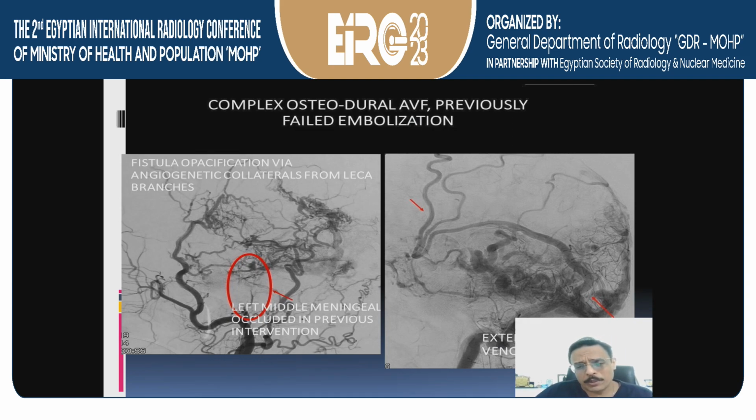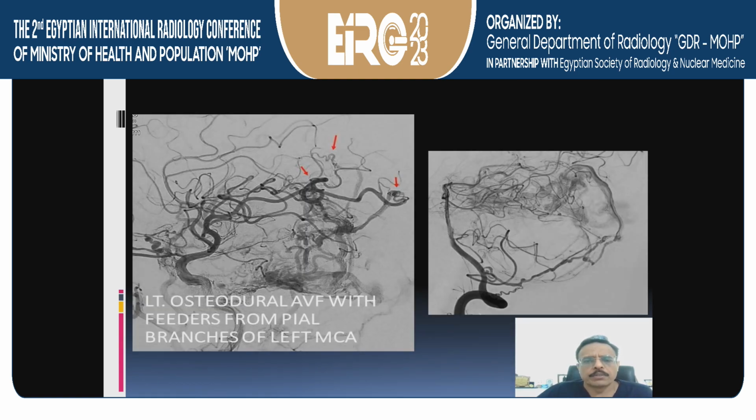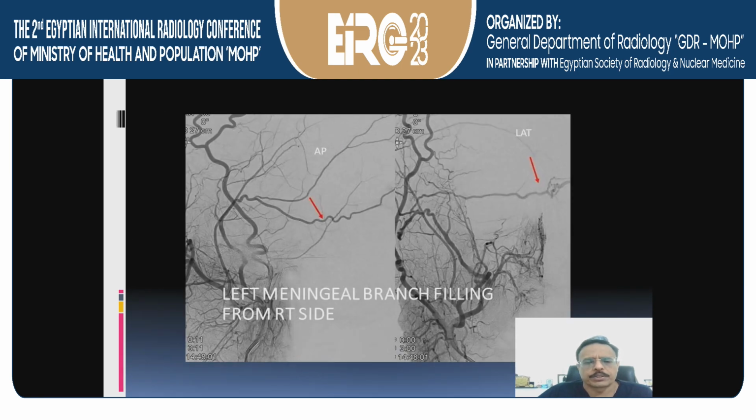Sometimes again we get a lot of patients treated elsewhere. This patient, the middle meningeal artery had been closed previously and had developed a lot of collaterals. You can see massive collaterals with a high flow dural AVF. Even leptomeningeal arteries had come in. So how do you treat such a patient?